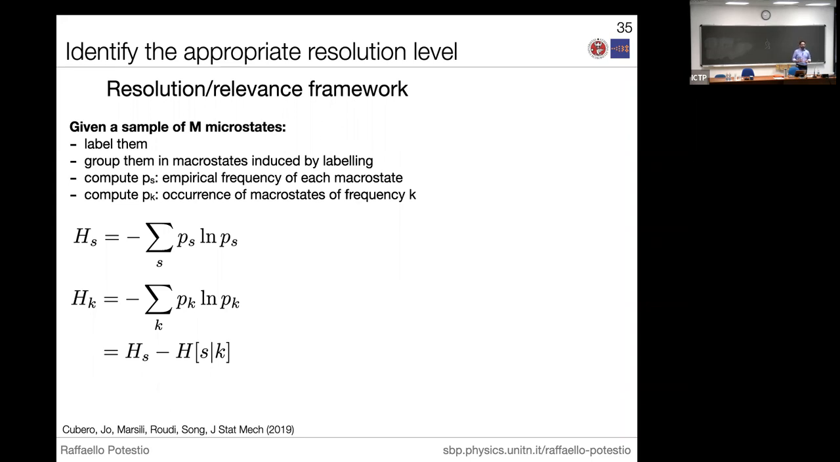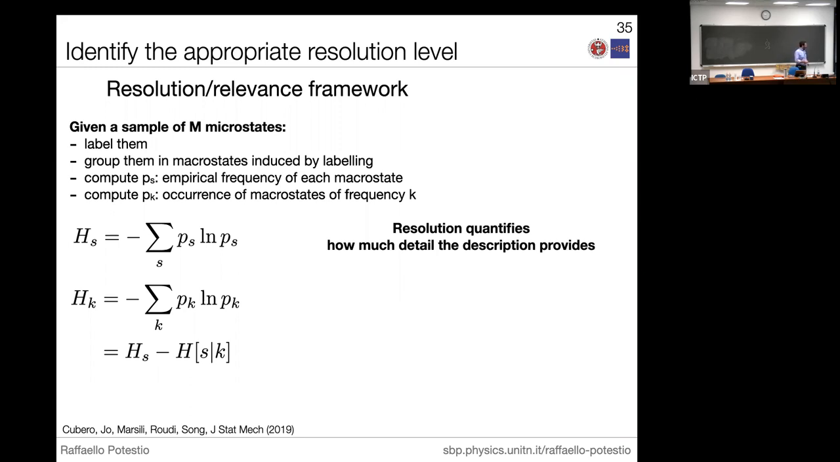But here we have two probability distributions. One is the probability distribution of the configurations of the system. So if we have a certain number of configurations of the system, we label them based on some labels S, and we group them together, we produce empirical probabilities that are essentially the relative population of each cluster labeled with a certain label. And you can compute the entropy of this description of the system. So this tells you how much detail we have in a particular description.